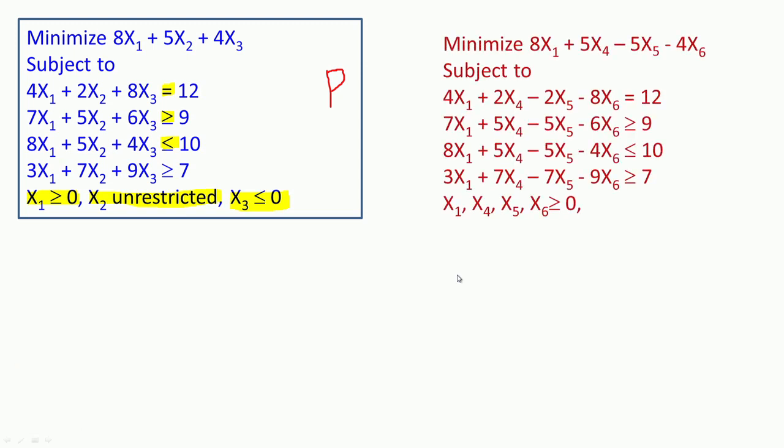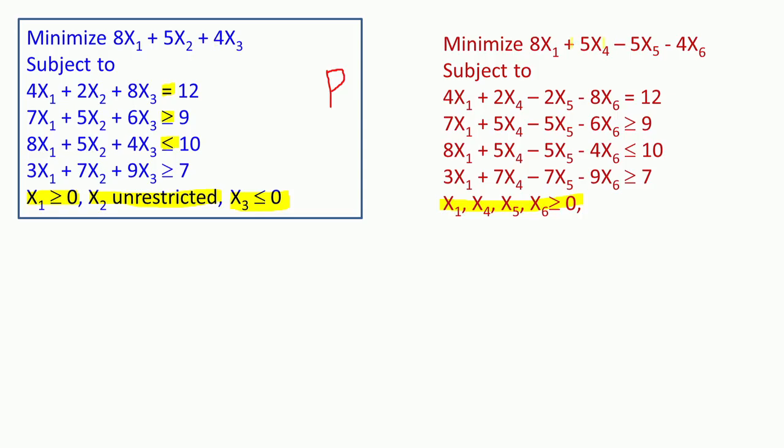Now, we see what is the effect of this change. So, the effect of change is here. Now, all the variables have now become greater than or equal to 0, because x2 has become x4 minus x5 and x3 has become minus x6, so that x6 is greater than or equal to 0. And because x3 is replaced with a minus x6, now you see that the plus 4x3 has become minus 4x6, plus 8x3 has become minus 8x6, and so on. So, all these coefficients have become negative, and this also has become negative.